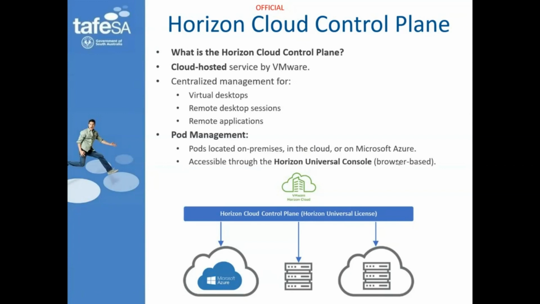You just go tick, tick, tick, and then you get that and start using it, okay? Then you use this Horizon control plane to actually manage it. It's accessible through the Horizon Universal Console, which is browser-based. So basically, we go to this browser, we manage all of this: Azure, the actual physical servers on-premise, potentially, and you might have some servers, some capacity in a public cloud as well.